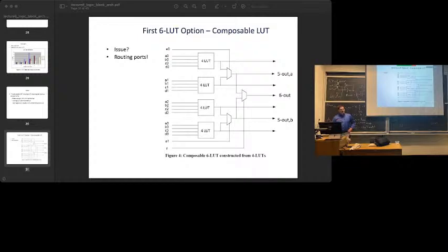Compared to just building a 6 LUT, you could say, well, if you think of a 6 LUT, you actually have all of this. So you say, I didn't add anything, right? All I did was bring some signals out. So that sounds great. Except that then you start counting what happens to programmable routing.